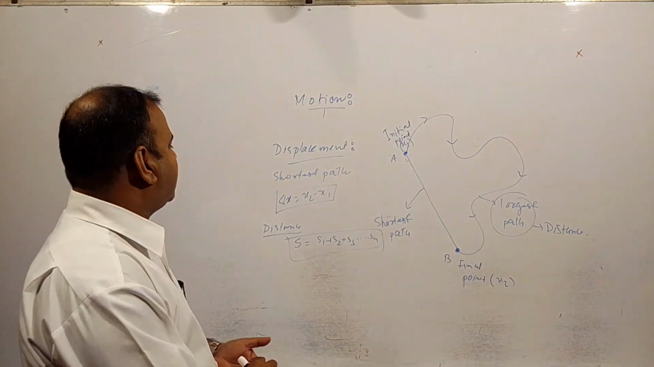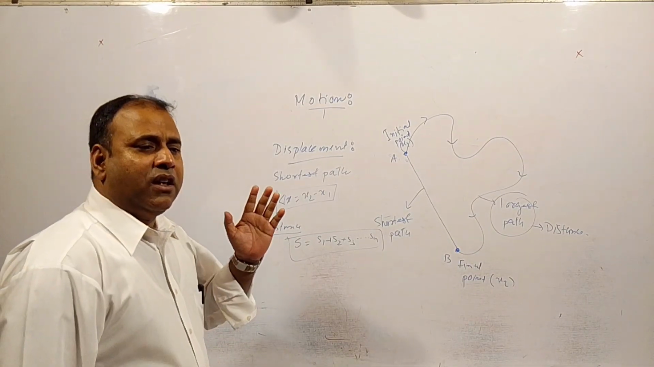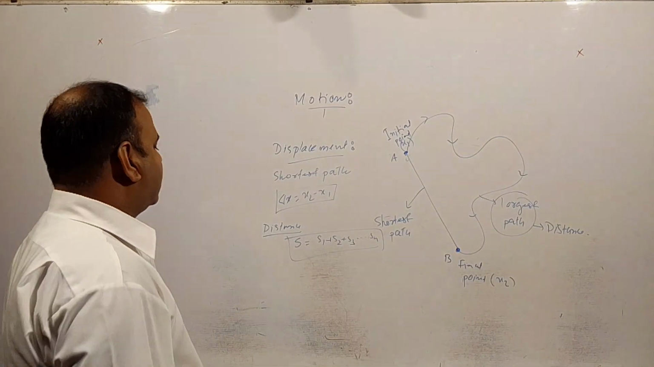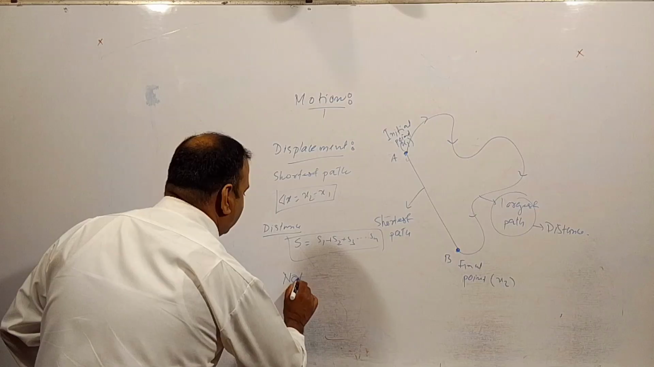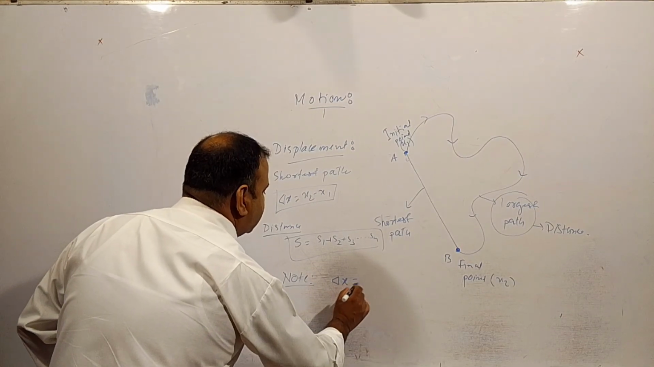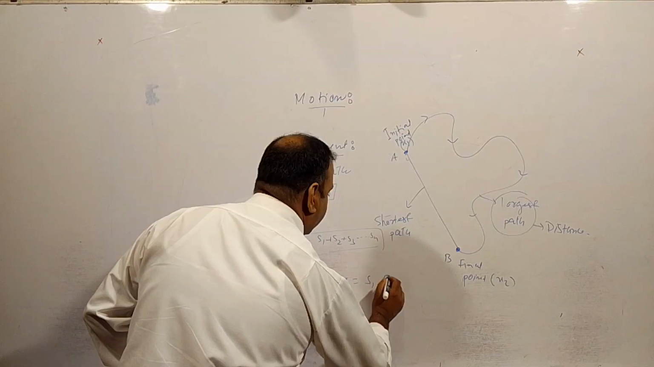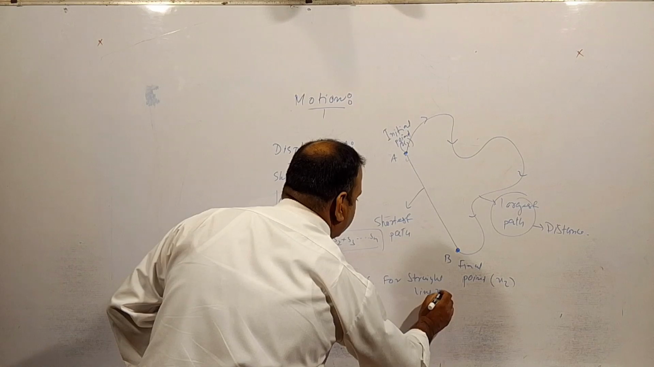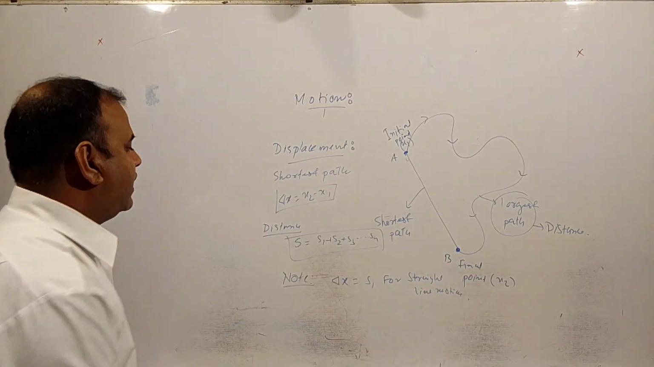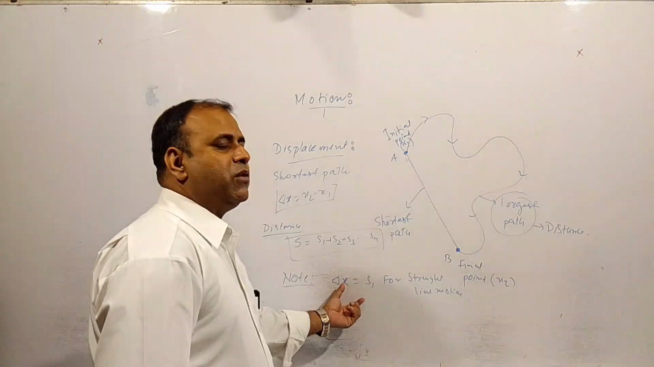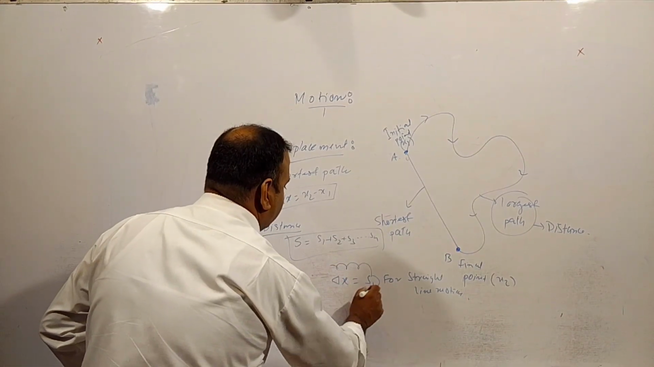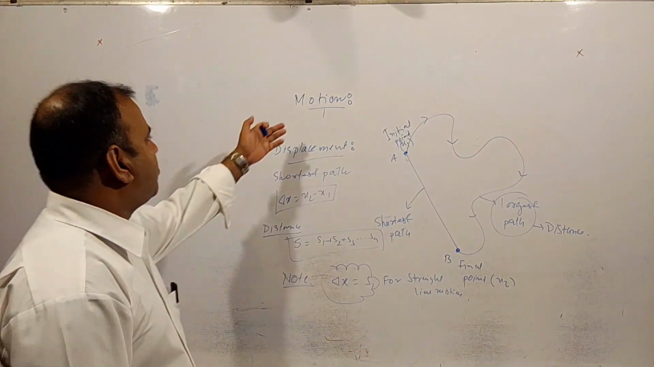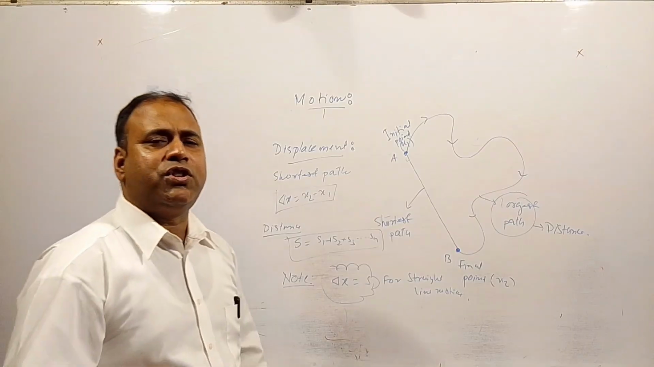Now, remember distance and displacement are never the same, but under one condition distance and displacement will be the same. What is the condition? The condition is that when the motion is along a straight line, displacement delta x and distance will be the same. In case of straight line motion, distance and displacement will be the same. Now, the name of the chapter is motion in a straight line.